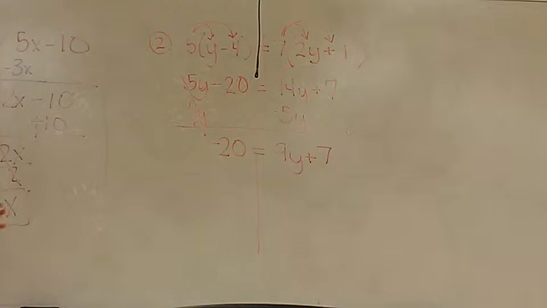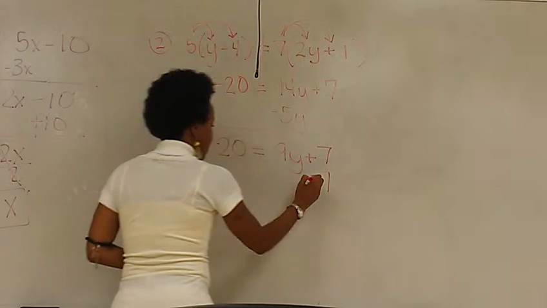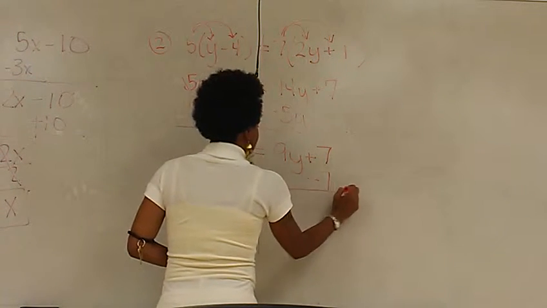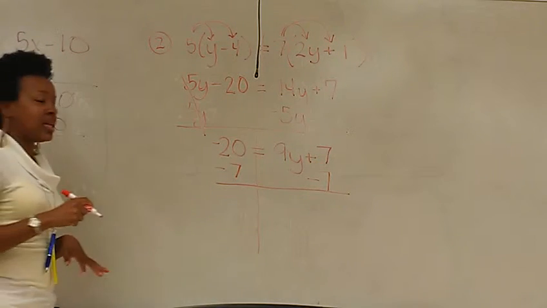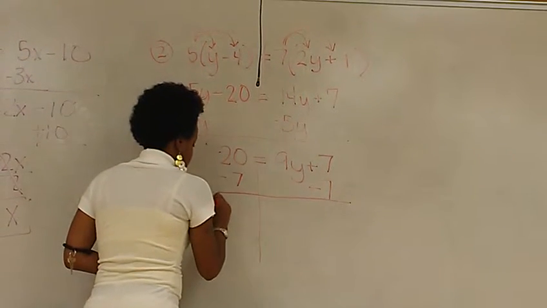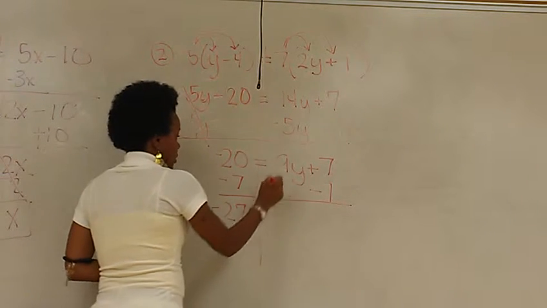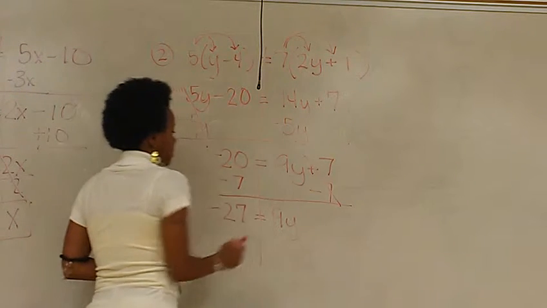Anybody have a clue what's next? Diana? Good. Gotta raise your hand. You were right. Subtract 7. Did she say both sides? Yes. Okay. Negative 20 minus 7 is? Good. Bring down the 9y. These cancel.